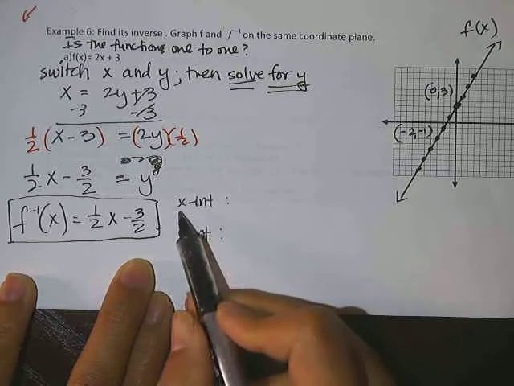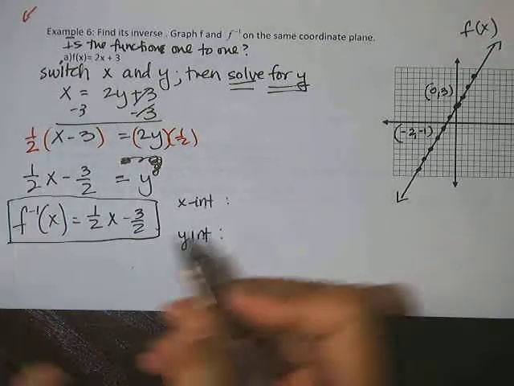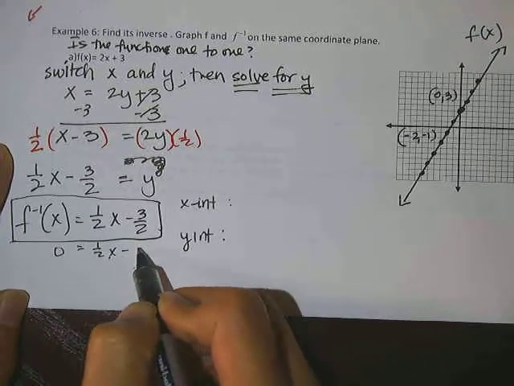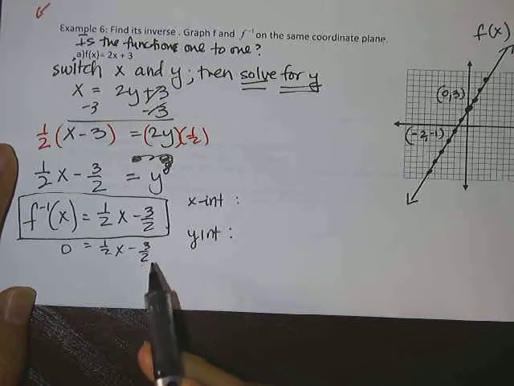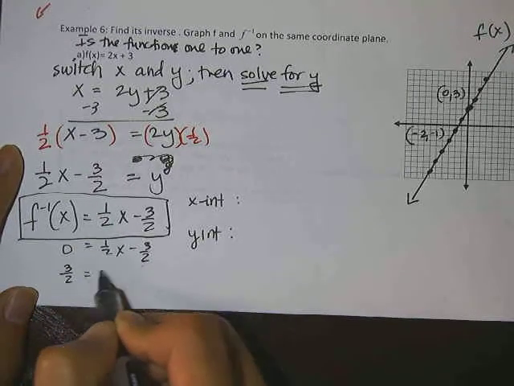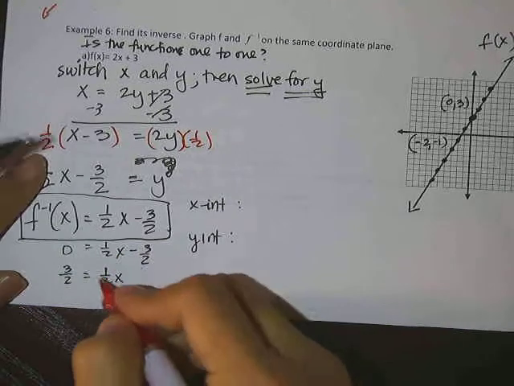Alright. And again, x-intercept, y is going to be 0. Okay, so here we go. When y is 0, we got 0 equals 1/2 x minus 3 over 2. Then I'm going to add 3 over 2 to each side. So now this is 3 over 2 over here equals 1/2 x. To get rid of 3 over 2, I'm going to multiply by its reciprocal, which is 2.